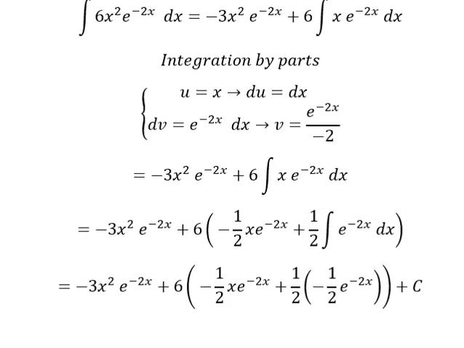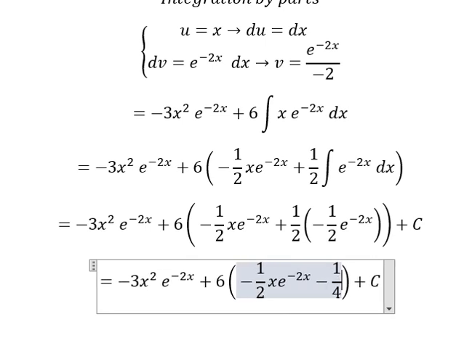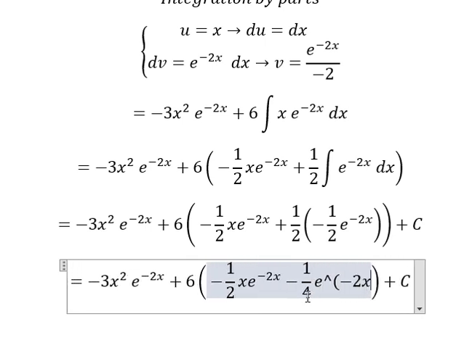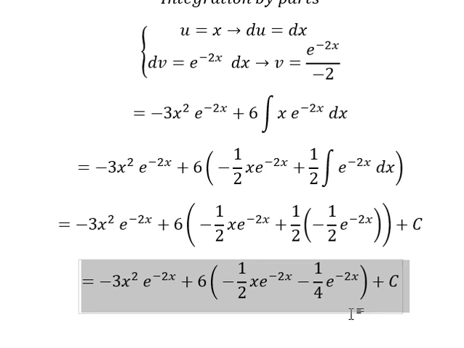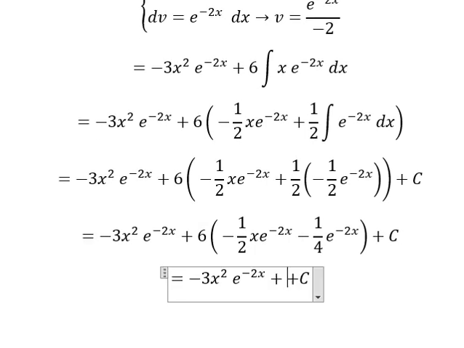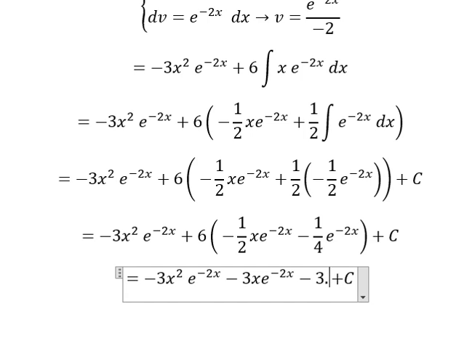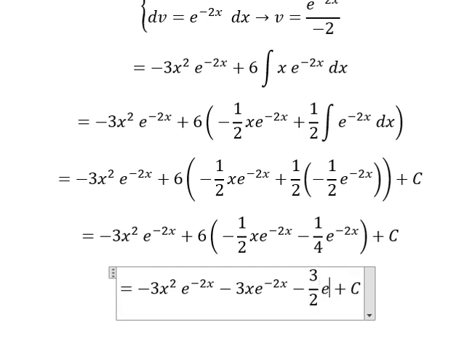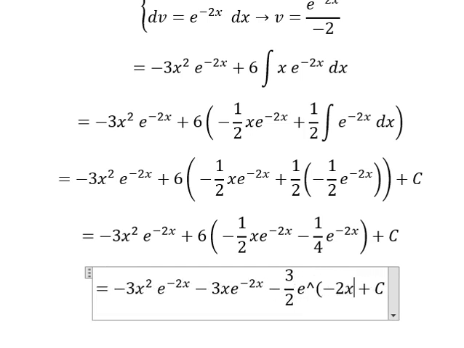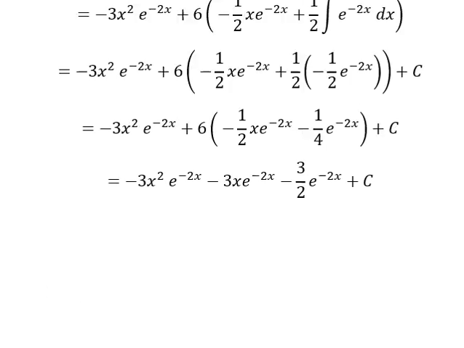So this one is negative 1 over 4 e to the power of negative 2s. So 6 multiplied by this one, we have negative 3s e to the power of negative 2s. And we have negative 3 over 2 e to the power of negative 2s. And this is the final answer. This is the end.